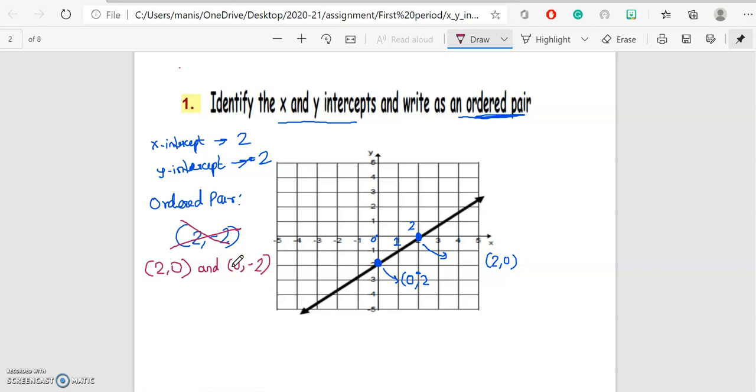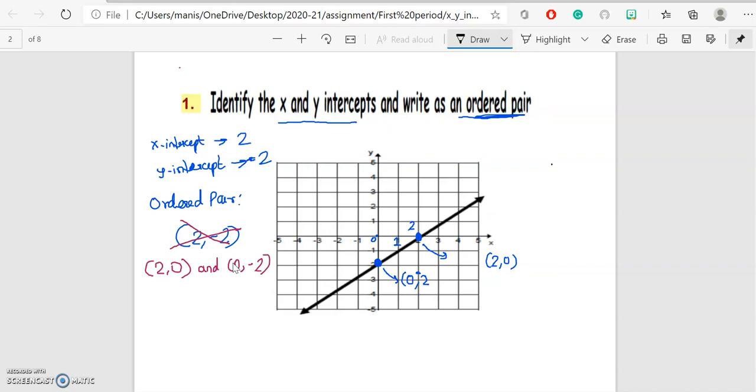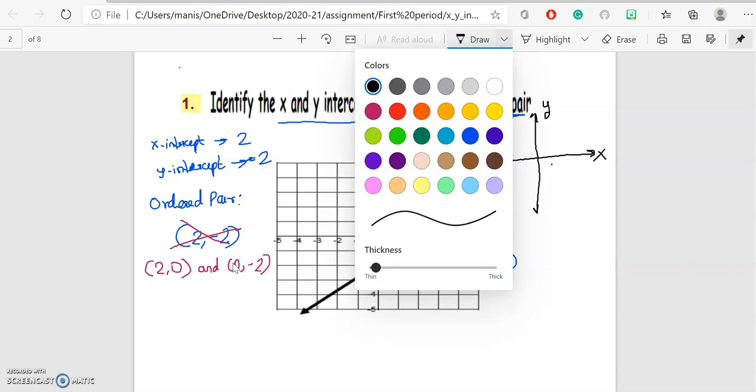Now second question for you is this. Since you are drawing graphs in your notebook and you don't have graph paper, I want you to draw an x-axis. I want you to draw a y-axis. So this is my y-axis, this is my x-axis, and just draw a line over here.